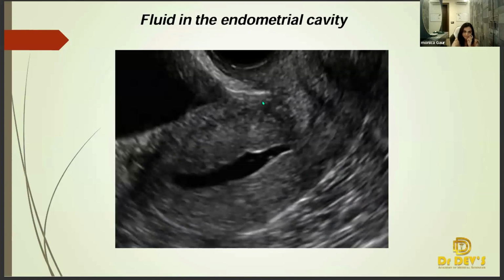What is this? This is the uterus. This whole is the uterus. Longitudinal scan. What is this? This is a transvaginal scan. Now, if we are saying this is a transvaginal scan, what is this? This is nothing but the urinary bladder.